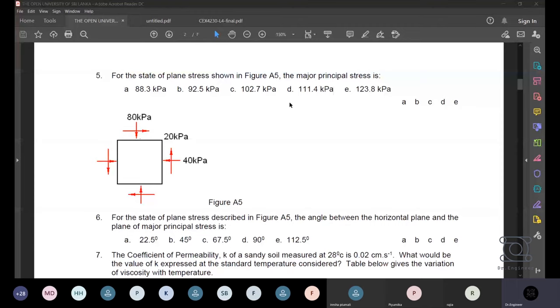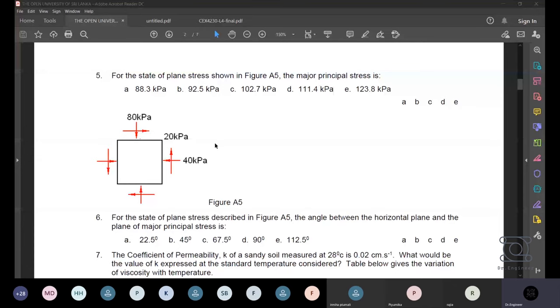For the state of plane stress in figure A5, the major principal stress. So they're asking for the major principal stress, right? When you see there is a direct stress of 80 kilopascal and another direct stress of 40 kilopascal, and the shear stress is 20, if you imagine this coordinate in the sigma tau plane, you can think properly and see that your radius would be square root of 20 squared plus 20 squared.